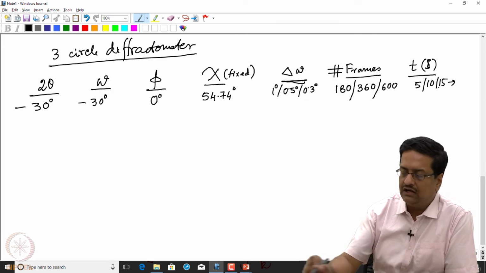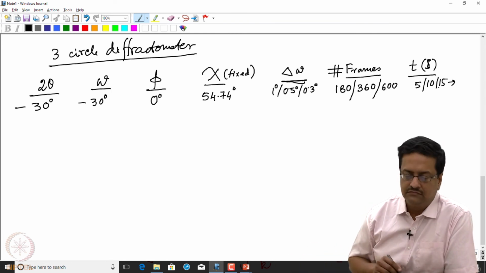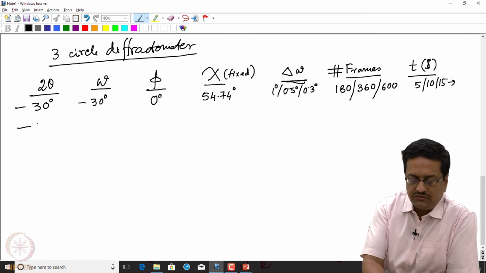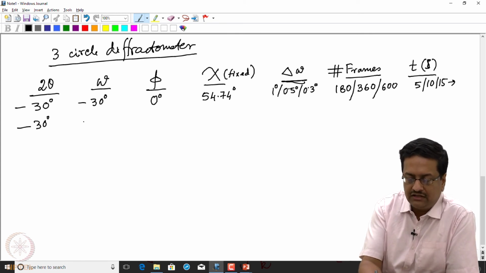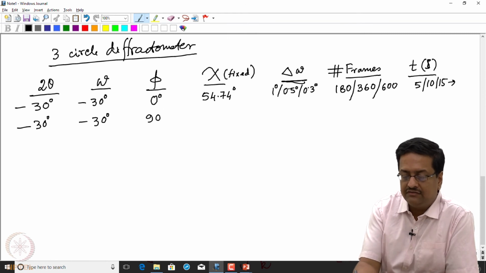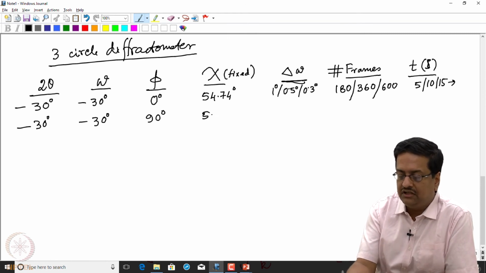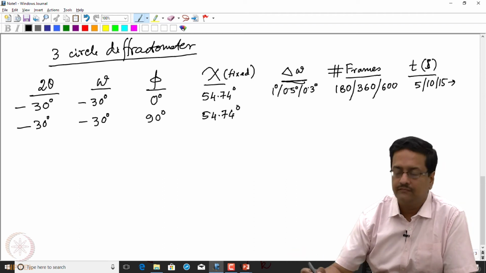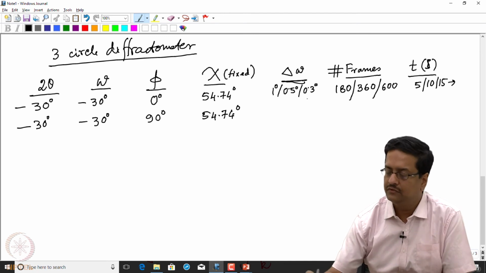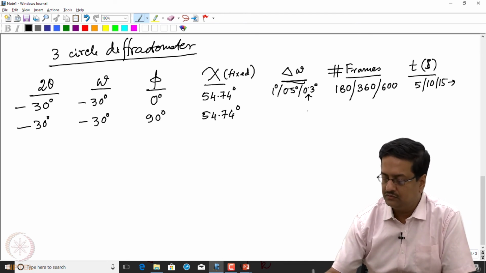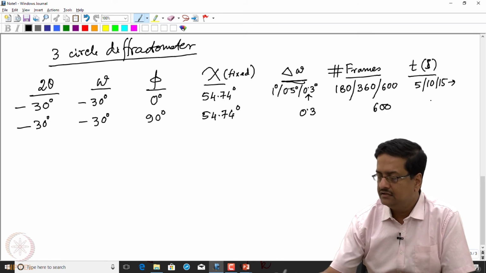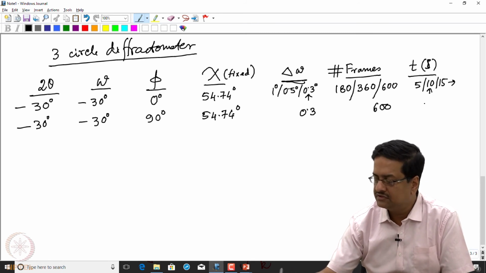So, this is one set of data. The second set should be collected starting again at minus 30. Now I change the phi to 90 degree, keep the chi fixed, this cannot be changed, and follow the same width. Suppose I follow the width of 0.3 degree and I record 600 frames for the same amount of time, suppose say 10 seconds.